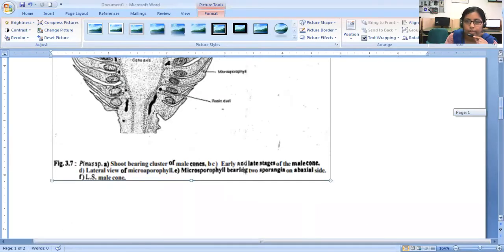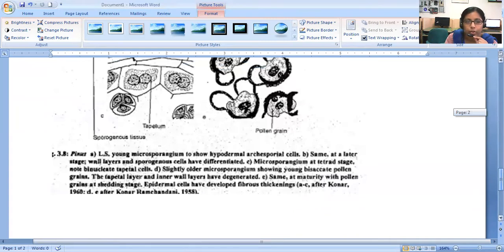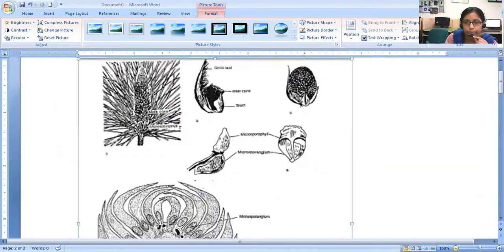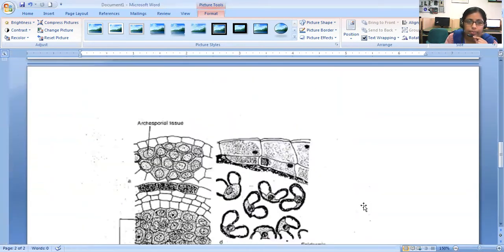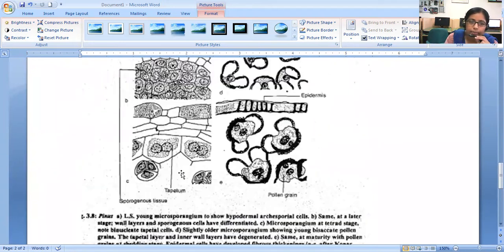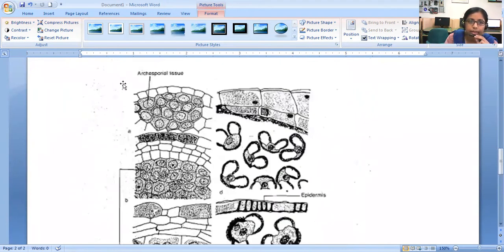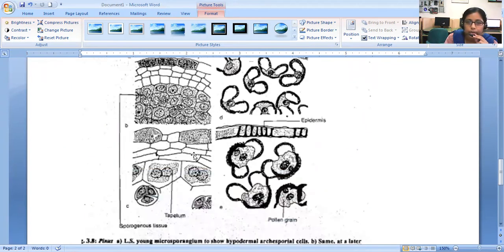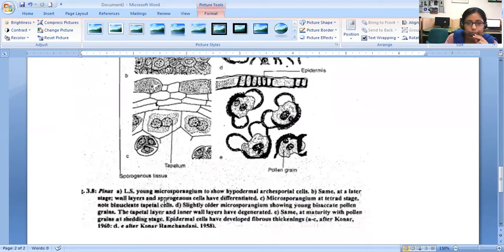Here you can see the LS of the young microsporangium showing the hypodermal archesporial cells. These are the archesporial cells, and these are the epidermal cells. These are the pollen grains present here, and this is the tapetum, which helps in nourishing the tissues.